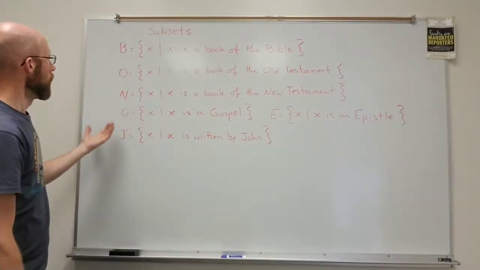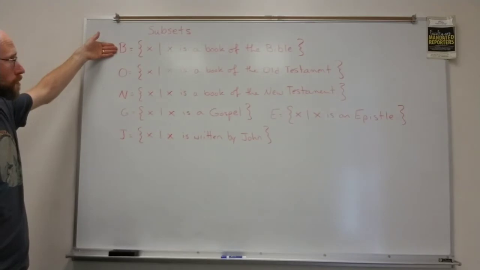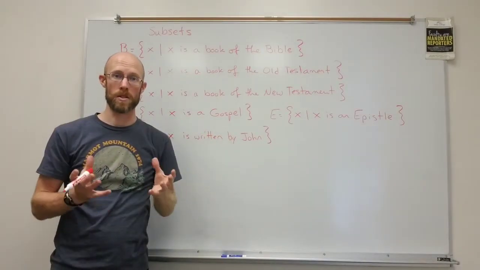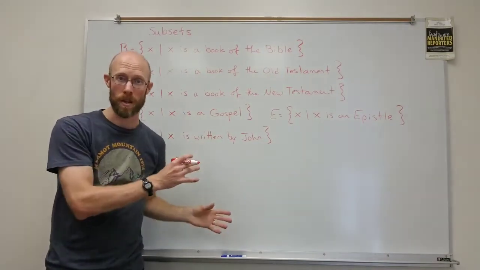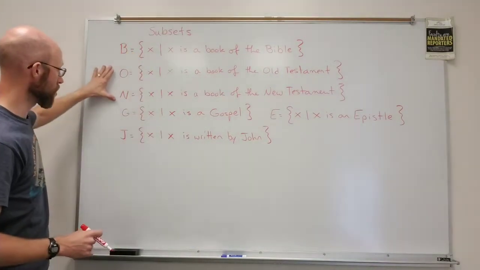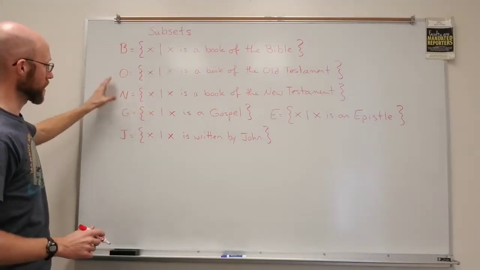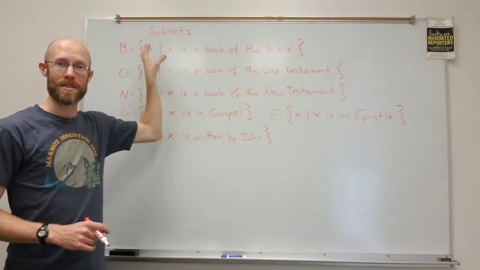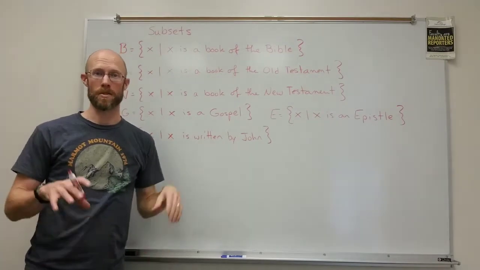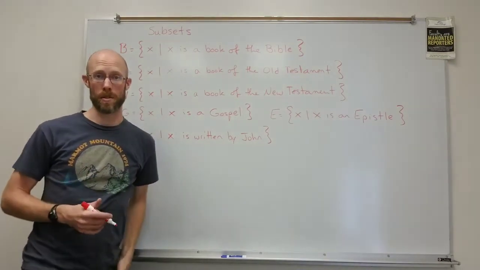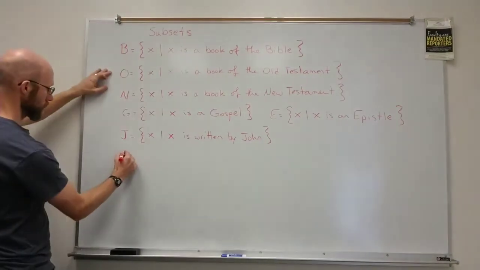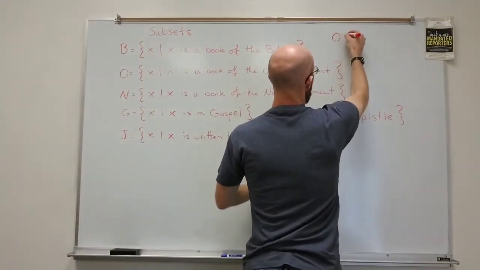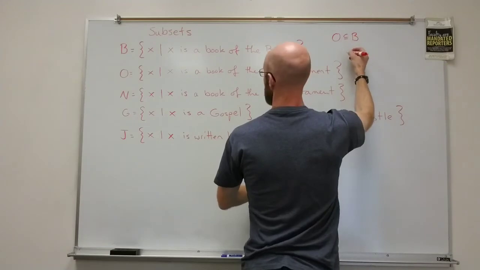Okay? The books of the Bible, this is really the all-encompassing set. This contains everything else. Okay? And so, just by definition, every one of these other sets is a subset of B. B is kind of like the universal set that we're discussing here. All right, so I would say that O, in fact, maybe I'll put this up to the side here. O is a subset of B.